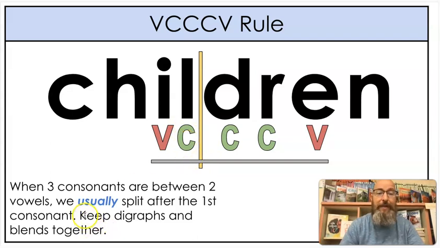So usually we're going to put this line, or split, after that first consonant. However, there's a rule. We always keep digraphs and blends together. And even on this word children, I see DR, which is a blend, so we know we would keep that together, which again proves that this is in the right place. Children. So that's how we would split it.